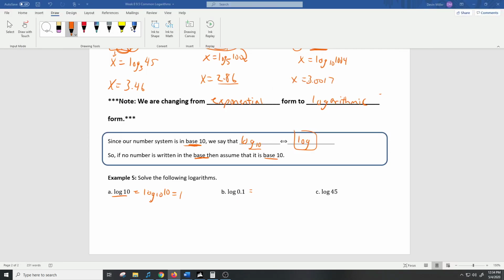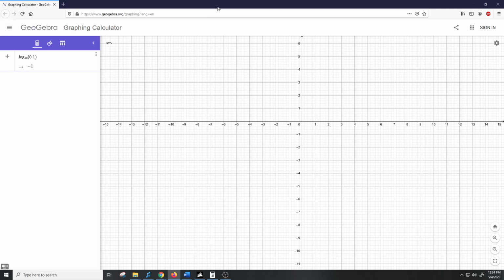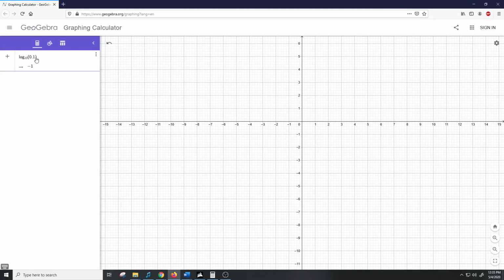So what's log of 0.1? That means you're going to do log base 10 of 0.1. That is -1. So I'll rewrite it. Log base 10 of 0.1. And that is -1. And the last one, log of 45. This means log base 10 of 45. So I can change this to a 45. 1.65.